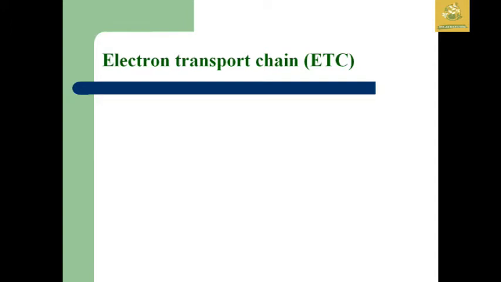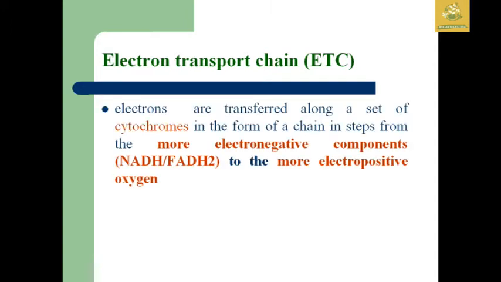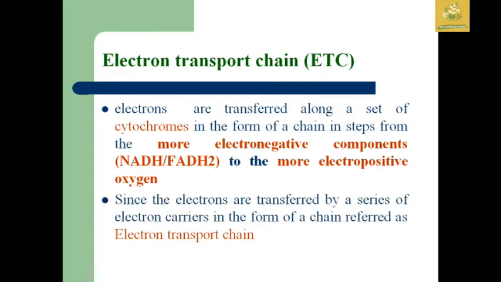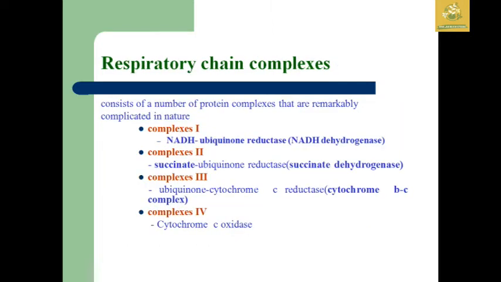So the electron transport chain, which I have already told you, is where electrons are transferred along a set of cytochromes, from the more electronegative components NADH and FADH2 to the more electrophilic oxygen. And since the electrons are transferred by a series of electron carriers, it is referred to as the electron transport chain.